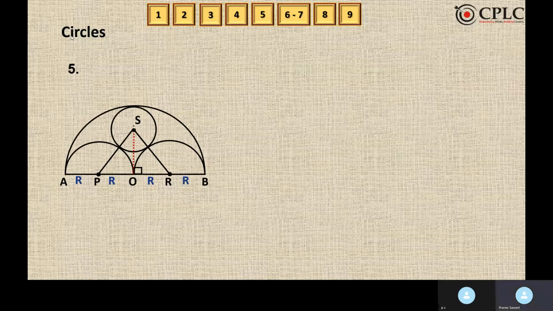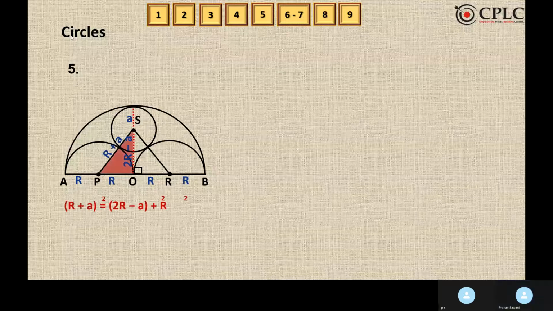Now this is the height of the triangle. So let us take the radius of the upper circle as A. So the left side is going to be R plus A and the height is going to be 2R. So if this height is 2R, the remaining part is going to be 2R minus A. Now this is a right angle triangle, so we can apply Pythagoras theorem. By applying Pythagoras theorem, we get (R plus A) square is equal to (2R minus A) square plus R square.